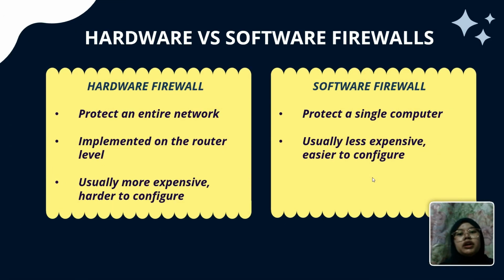Differences between hardware and software firewalls. Hardware firewalls, first, protect an entire network. Next, they are implemented at the router level and are usually more expensive and also harder to configure. Meanwhile, a software firewall protects a single computer only and is usually less expensive and easier to configure.